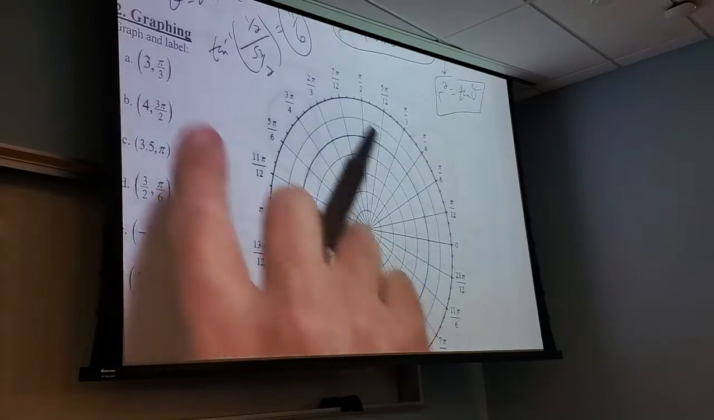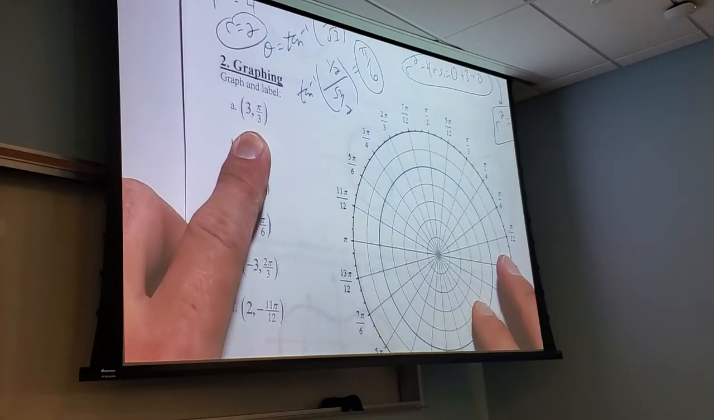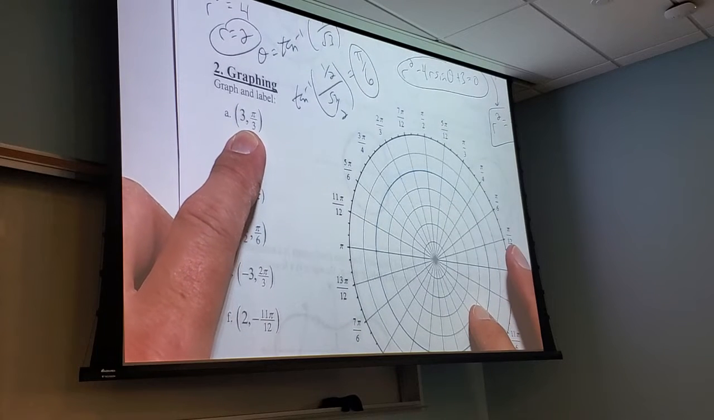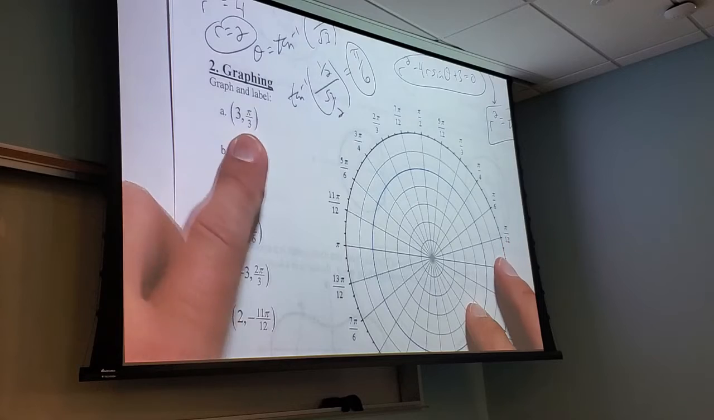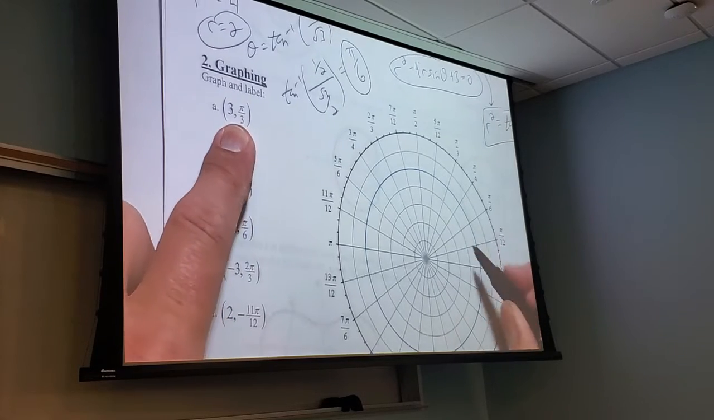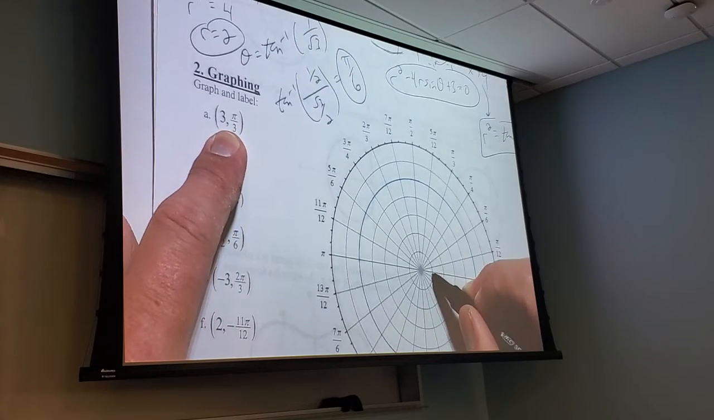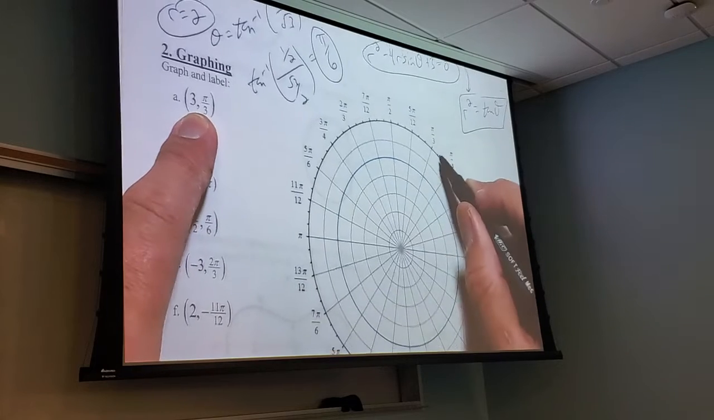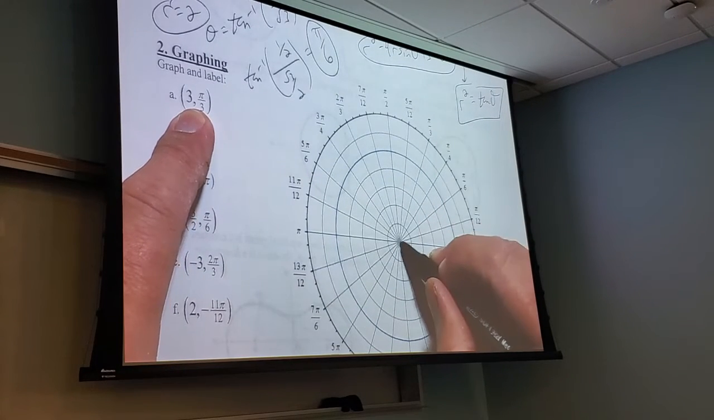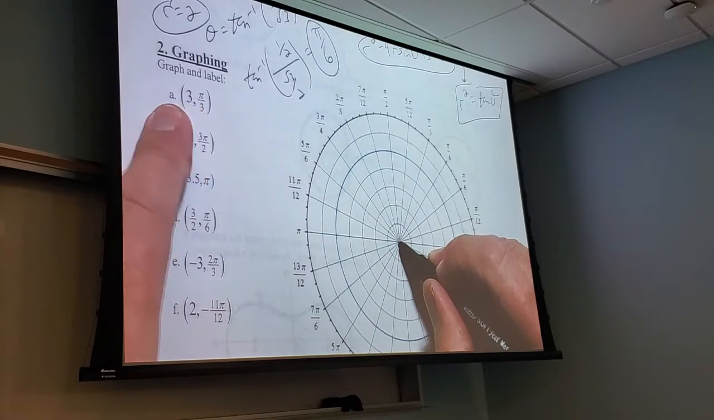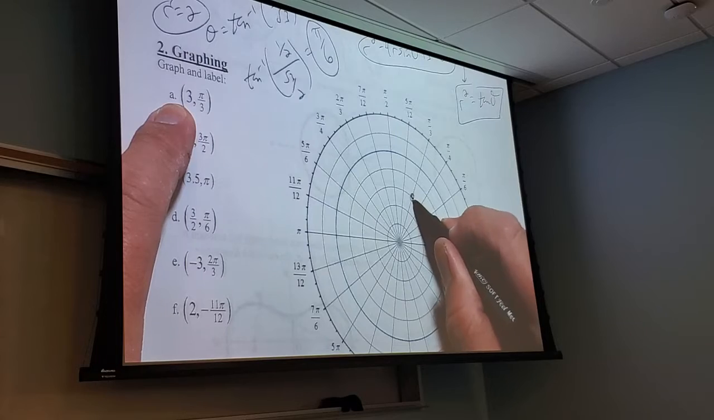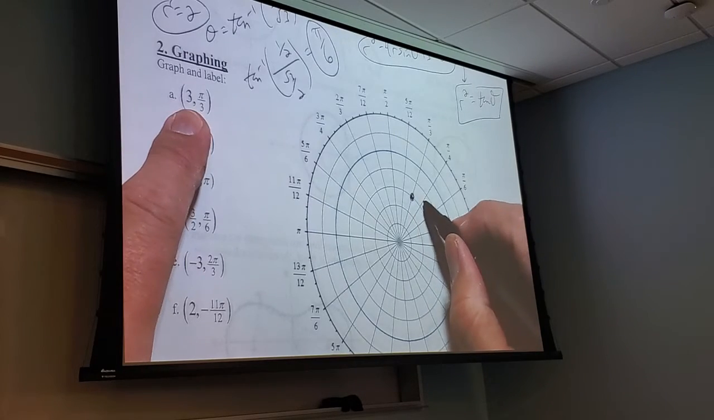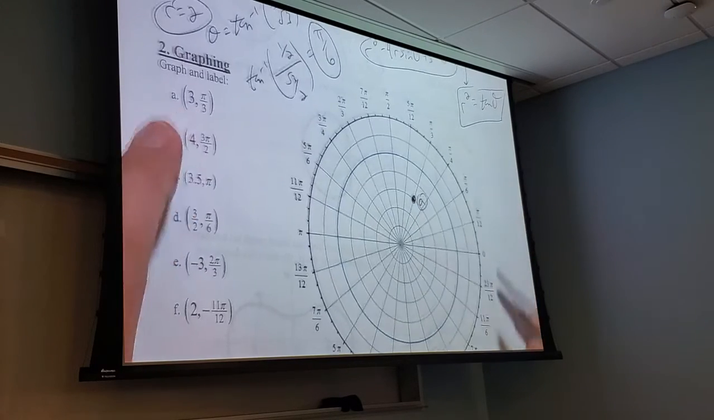So what directions is this point giving me right here? What way should I face? Turn by how much? Pi over 3. Turn by pi over 3. So I'm going to be looking at pi over 3. And how far out am I going to go? Out 3. 1, 2, 3. So that is the point 3, pi over 3.